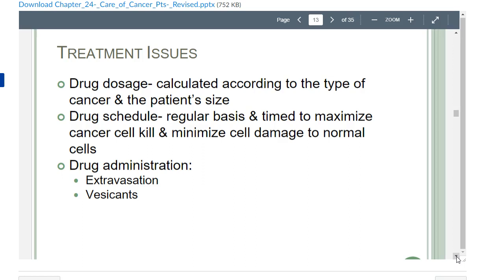There's what we call dose-dense chemo, which is very aggressive cancer treatment, as in the breast. Just a little information about that.